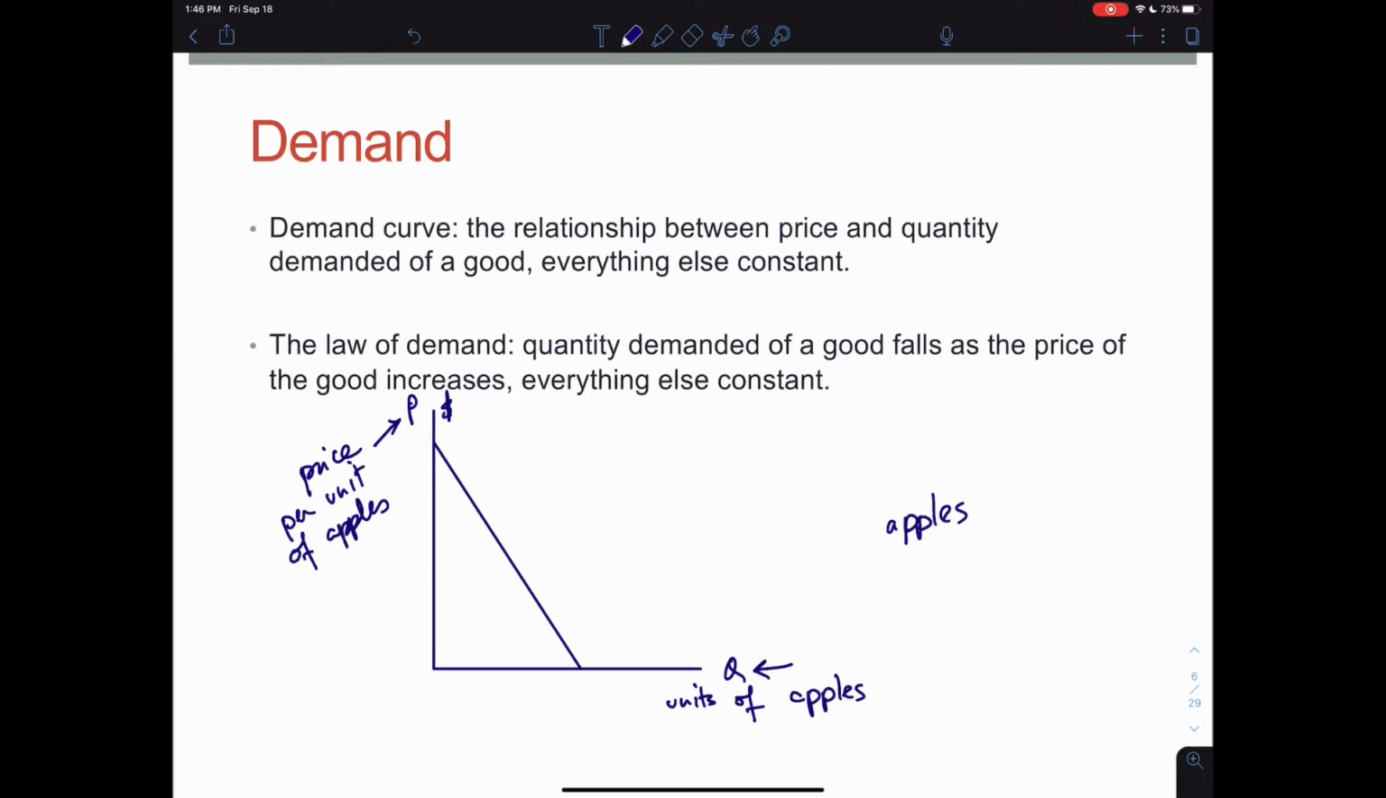The law of demand is what I have represented already on this graph. It says quantity demanded of a good falls as the price of the good increases, all else equal. So if price goes up from this point to this point, the demand curve, the way I have drawn it, shows that quantity demanded falls from Q1 to Q2. So an increase in this direction leads to a decrease in this direction. And that's what the law of demand states.